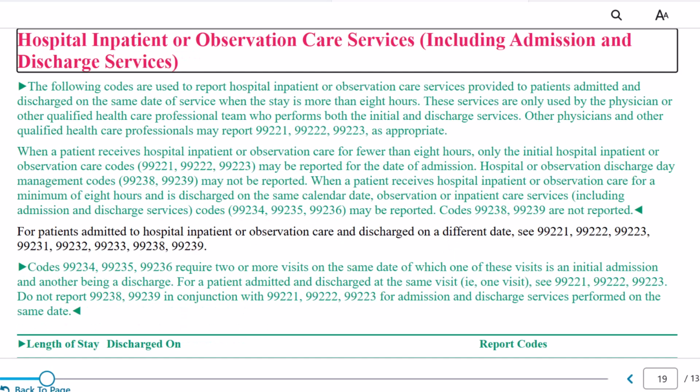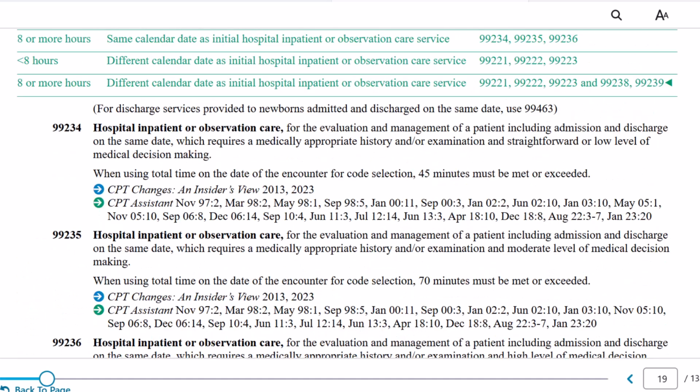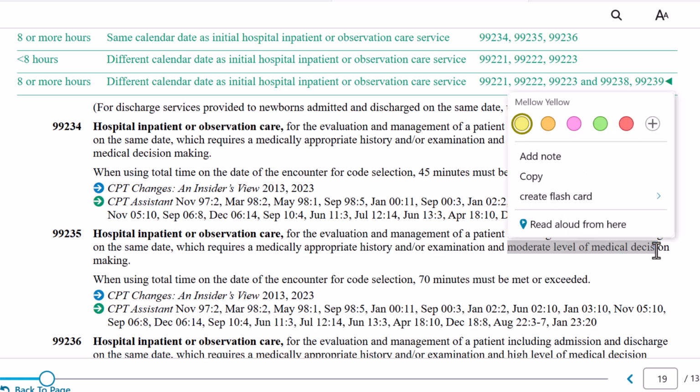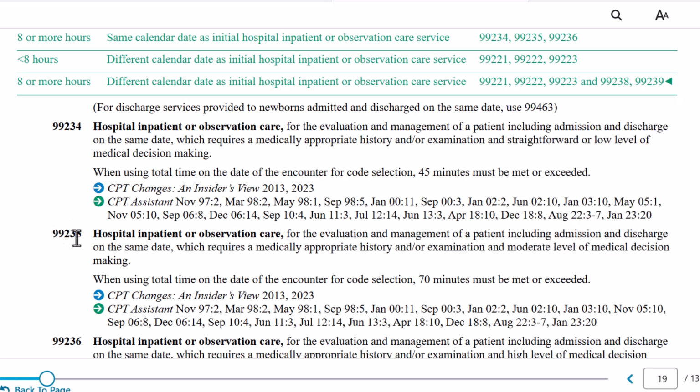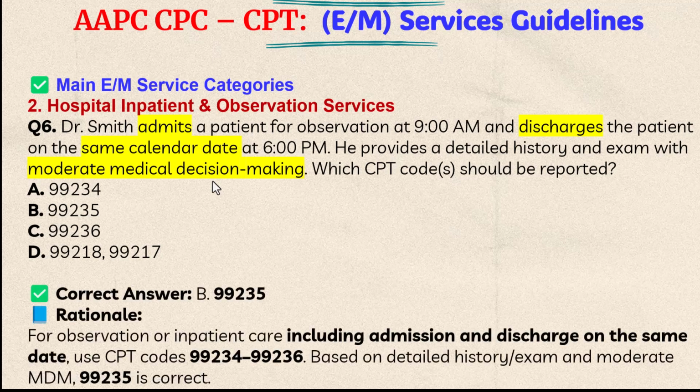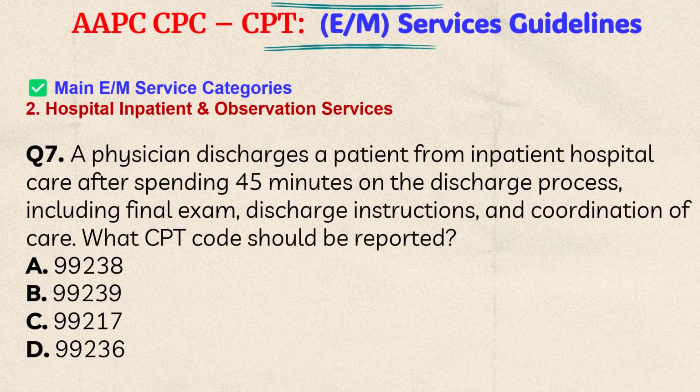Once you go there, you can see the following codes are available. Hospital inpatient or observation care for evaluation and management of a patient, including admission and discharge on the same date, which requires medically appropriate history and examination, and straightforward or low level of medical decision making. In our case, it is moderate. So go to the next code. You can check here, this is moderate level of medical decision making. So code 99235 is the suitable code. Our case is admit and discharge on the same calendar date, moderate level of medical decision making. So the correct answer will be answer B, 99235. Question number 7.